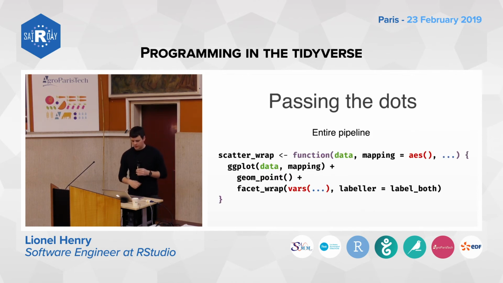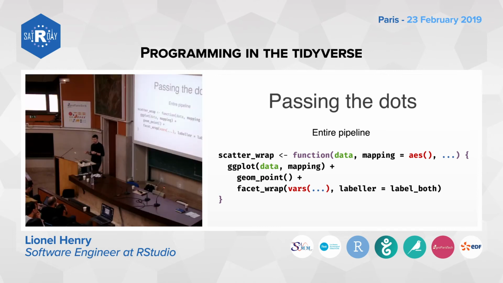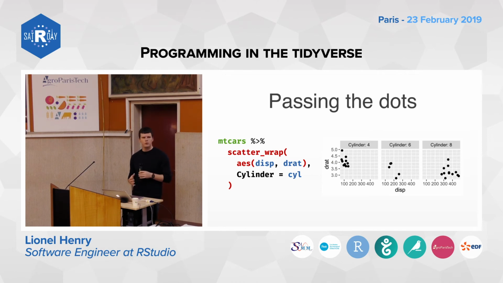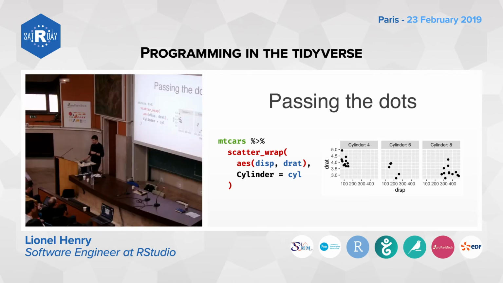So wrapping an entire pipeline is straightforward. You just take data, a mapping specification. A mapping specification is what aes returns. And then you take dots. And we pass the dots to vars as before. And we have the whole pipeline in there in that function. So it's not a ggplot component. You cannot use it with the plus operator, but you can pass data to it. You can pass aes, and you can pass additional faceting specification because we have passed the dots to facet_wrap.